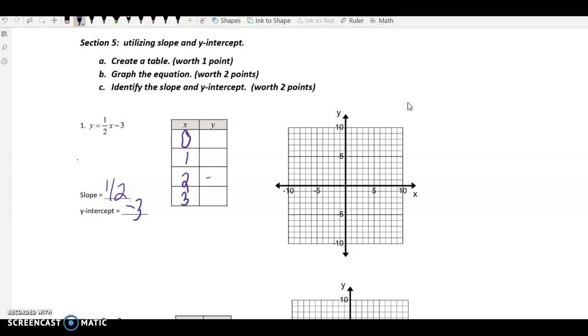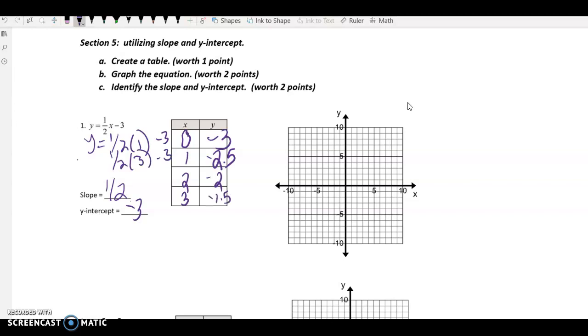So what ended up happening is when I put 1 half times 0 minus 3 in my calculator, I got -3, right? So I was just plugging these numbers into the equation. Y equals 1 half times 1 minus 3. Well, 1 half times 1 is 1 half, minus 3 is -2.5. If I plug in 2, 1 half times 2 minus 3 is going to be -2. If I plug in 3 into the calculator, 1 half times 3 minus 3, I'm going to get -1.5.